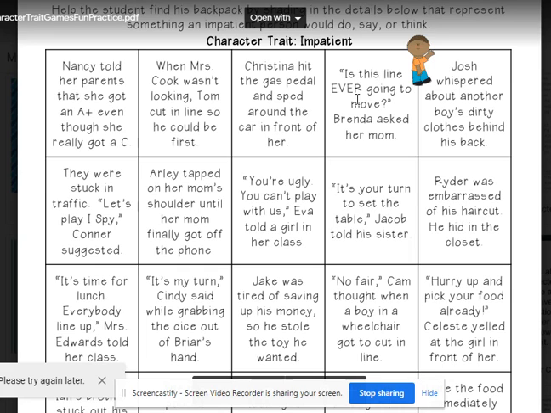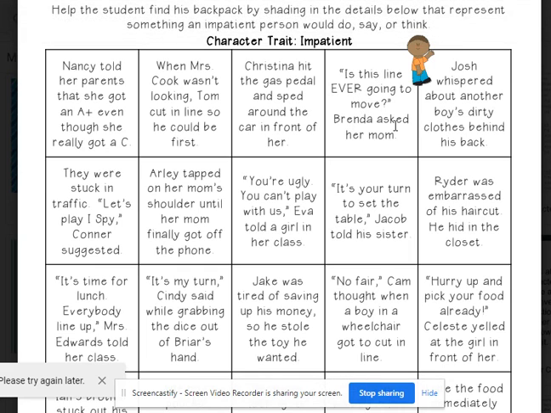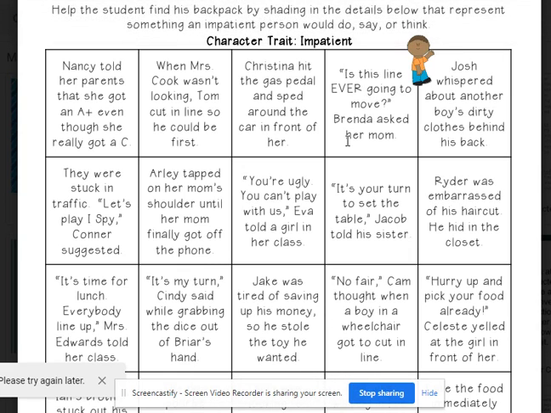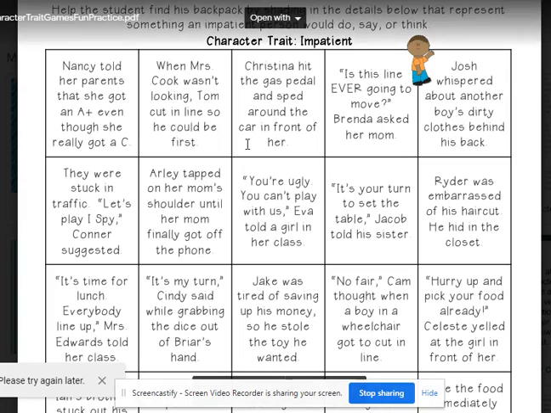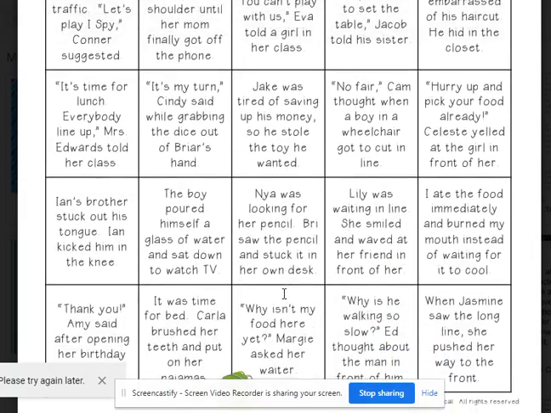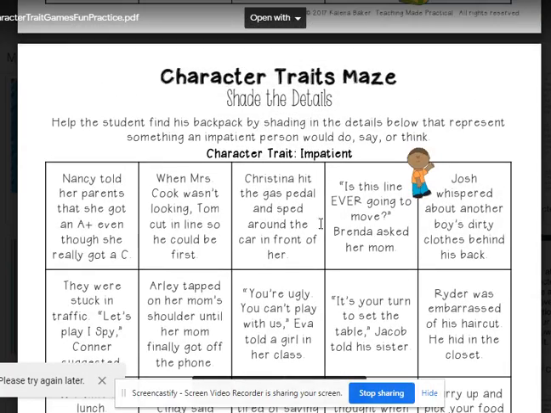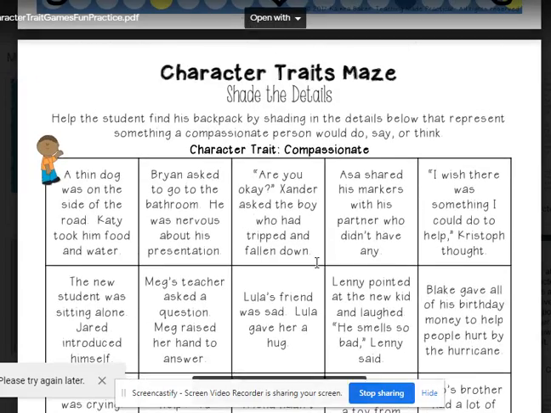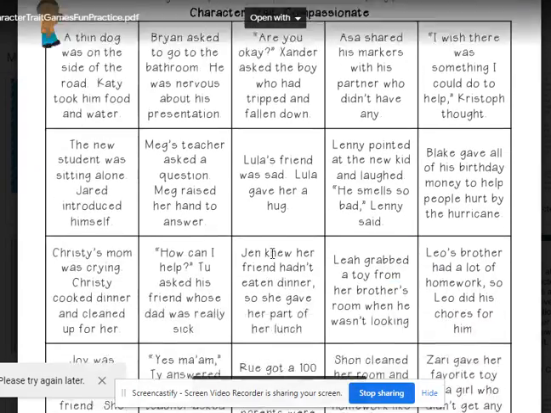"Is this line ever going to move?" Brenda asked her mom. That is impatient. Okay. She does not want to wait for this line and she's getting very frustrated because she doesn't feel like it's moving. So you would shade this in. Okay. All right. Enjoy. Make sure you read every single box and color in the ones or shade in the ones that show impatient for this one and for this one that show compassionate. Enjoy.